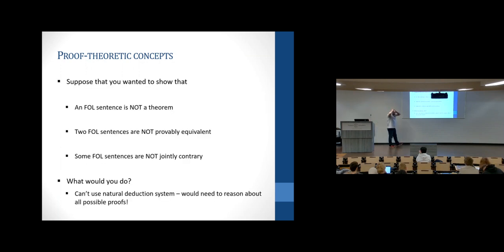But suppose you wanted to show that an FOL sentence is not a theorem, or that two FOL sentences are not provably equivalent, or that some FOL sentences are not jointly contrary. It's important to note that we couldn't do this within our natural deduction system. The system just cannot show you these things, because the system can only produce proofs. It can't talk to you about the various possible proofs you might construct.